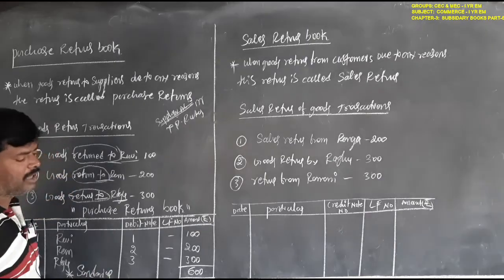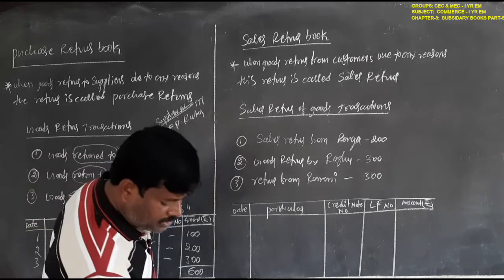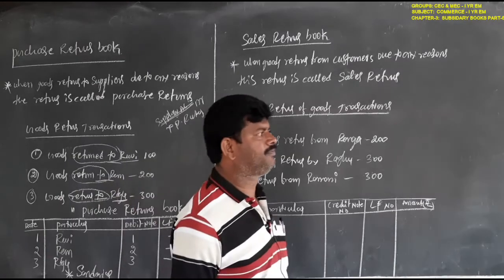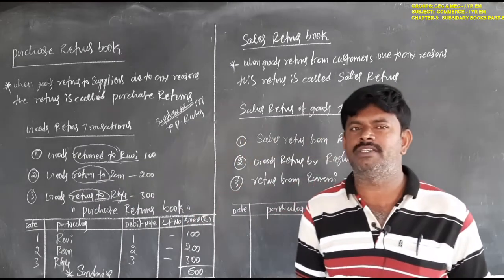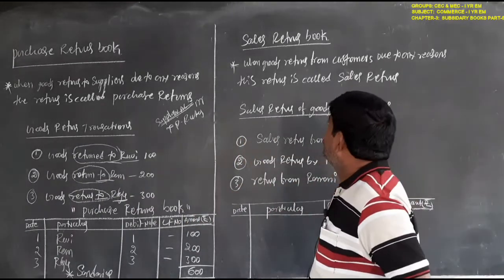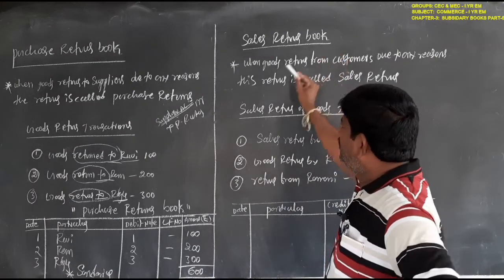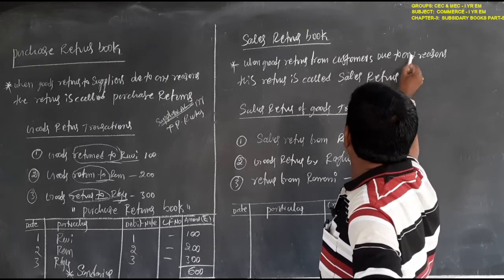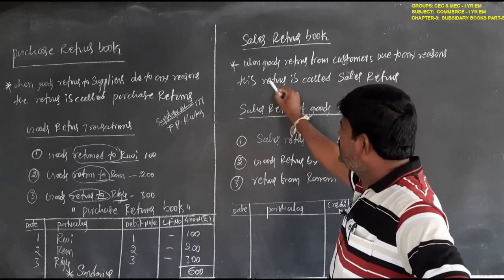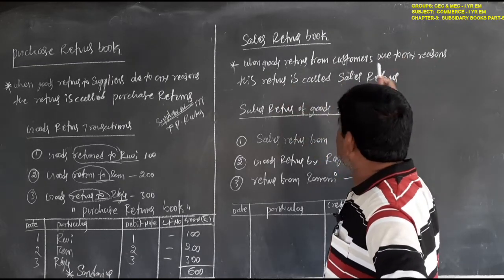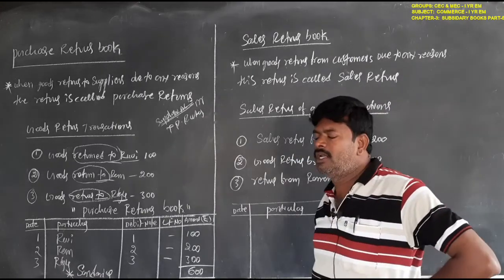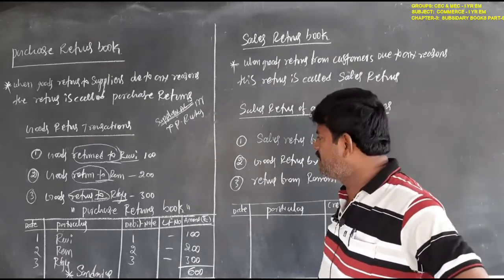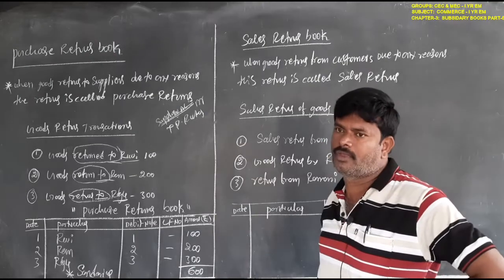Sundries, nothing but the total amount. This is about the purchase returns book. Now come to the sales returns book. Sales returns book, nothing but when goods are returned from a customer due to any reasons. This return is called sales returns. Especially goods sales returns will be recorded in the sales returns book.